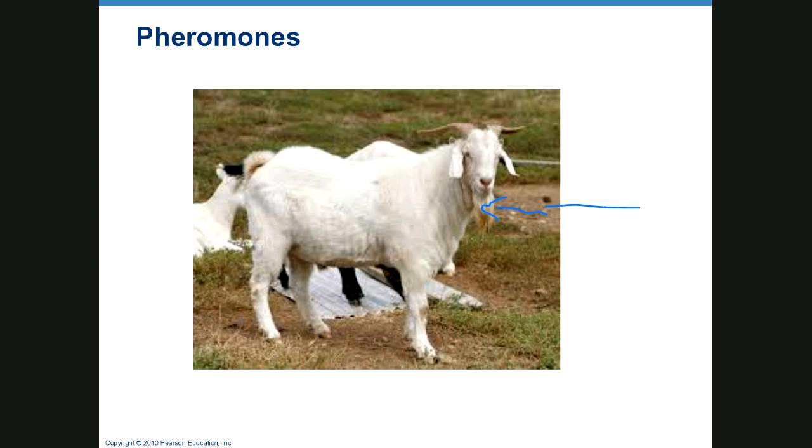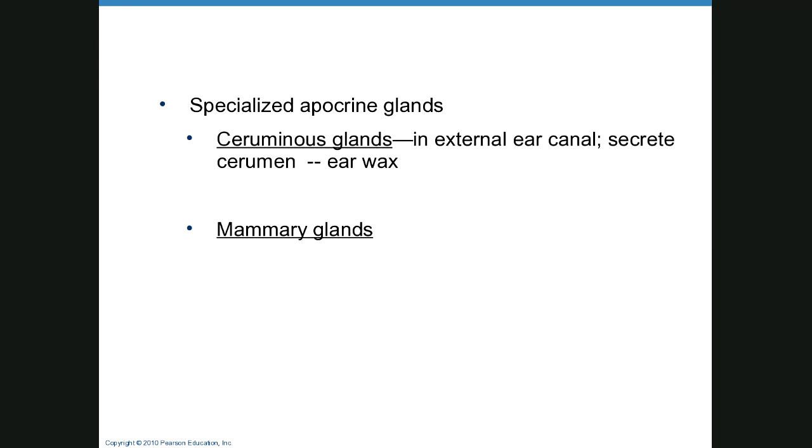So all the goats will come running. Humans, not so much so. We don't particularly tend to like that odor. Another type of apocrine gland is the ceruminous glands. This is earwax. They make earwax.